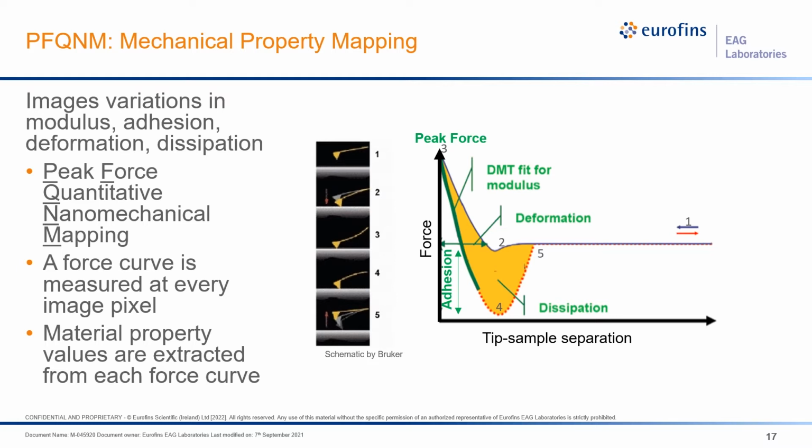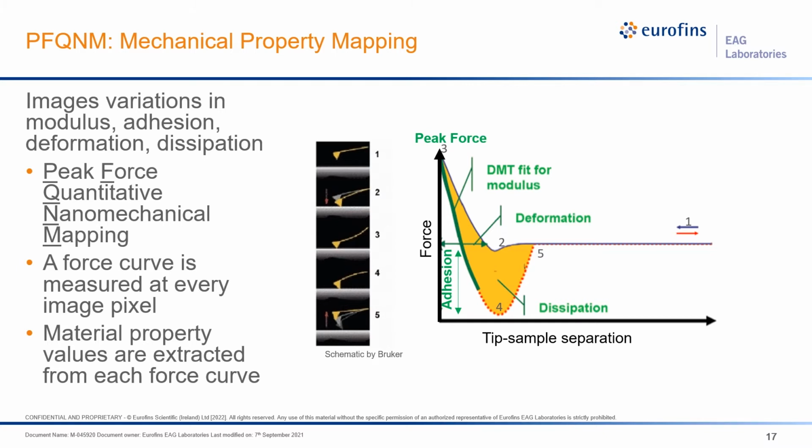Peak force QNM is similar to tapping mode, except that the probe is oscillated at a frequency much below the resonant frequency. That slower tap enables a force curve to be extracted at every pixel in the image. A force curve is force versus tip-sample distance. An example is shown here, and it's measured as the tip approaches and then retracts from the surface.